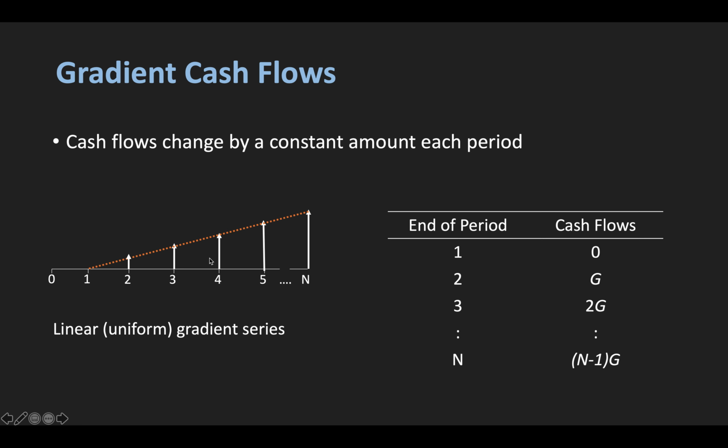Each period, let's say here we increase by $100, then compare period 2 to period 1. Then at period 3, also compared to period 2, we're going to increase $100 and so on and so forth, right? So at the end of period 1, maybe we have $0. Year 2, then it becomes G, 3, 2G, and so on and so forth, right?